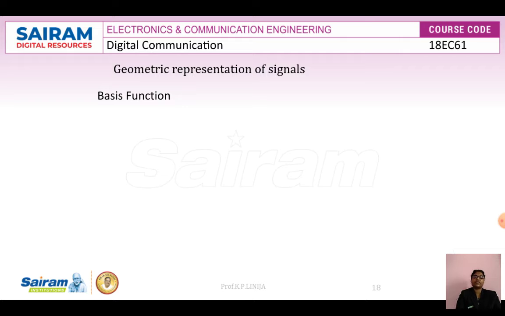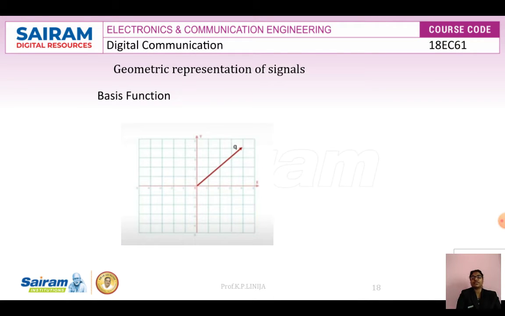For this basis function, again we consider the two-dimensional vector. Here we represented the vector q, right? And we will consider the two unit vectors, which we can label as i as well as j. These two vectors are unit vectors, orthogonal to each other and also orthonormal, that is, i and j are independent of each other.